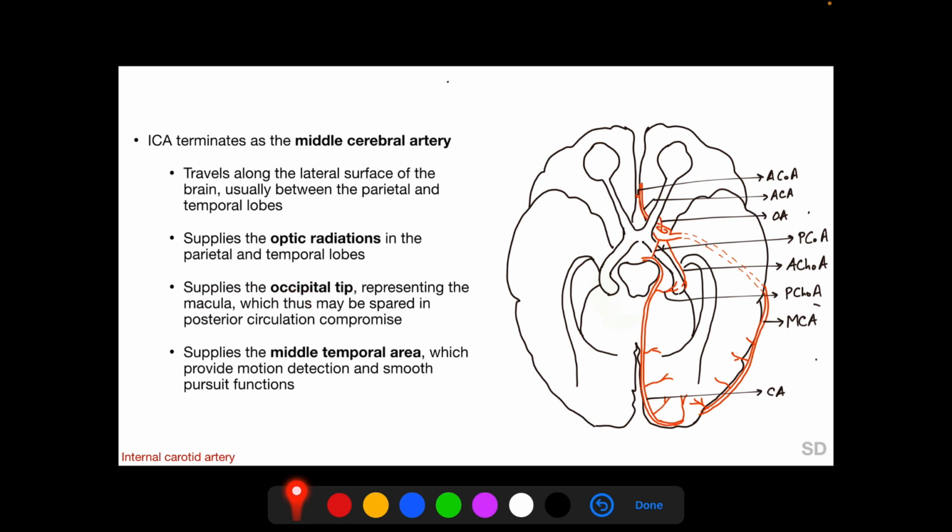And as we have mentioned, at the occipital tip, the macula is represented. So usually the macula is supplied by the anterior circulation, and the rest of the visual field is usually supplied by the posterior circulation. The middle cerebral artery also supplies the middle temporal area, which provides motion detection and smooth pursuit function, the Ware pathway.